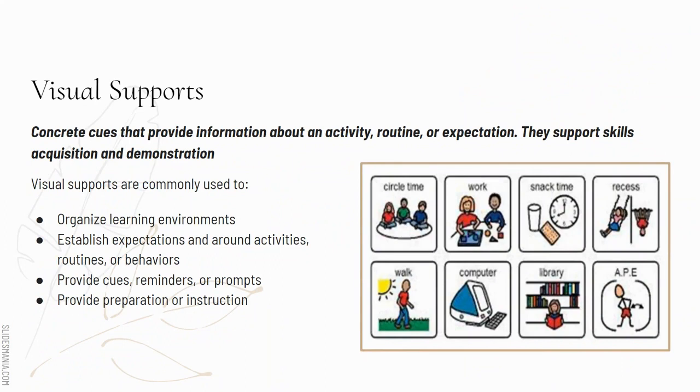Visual supports are concrete cues that provide information about an activity, routine, or expectation. They support skill acquisition and demonstration. Visual supports are commonly used to organize learning environments, establish expectations around activities, routines, or behaviors, provide cues, reminders, or prompts, and preparation for instruction.